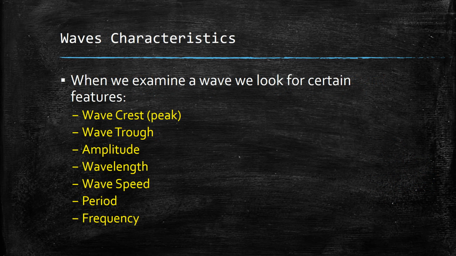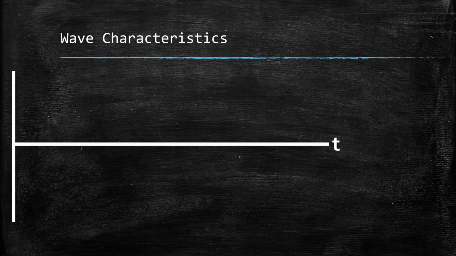When we're examining wave characteristics, we look for certain features: the wave crest, sometimes known as the peak, the trough, amplitude, wavelength, wave speed, period, and frequency. And what we're looking to do is to be able to define each of these features. So let's look at a wave.